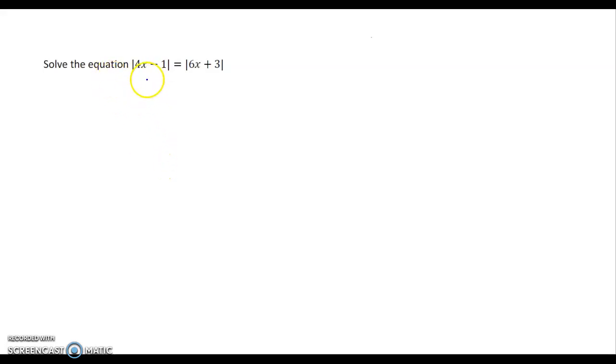We need to solve the equation: the absolute value of 4x minus 1 equals the absolute value of 6x plus 3. So a reminder when we're looking at absolute value, for example, if we had the absolute value of x equals 7, we're looking for what numbers are a distance of 7 from 0. Okay, so that would be 7, and it would also be negative 7.